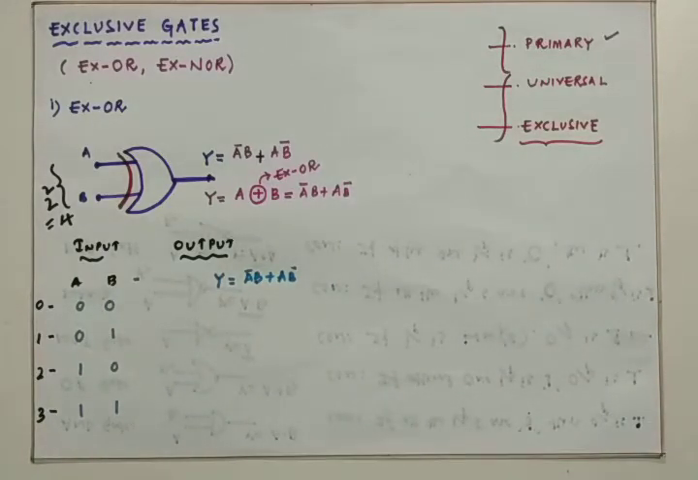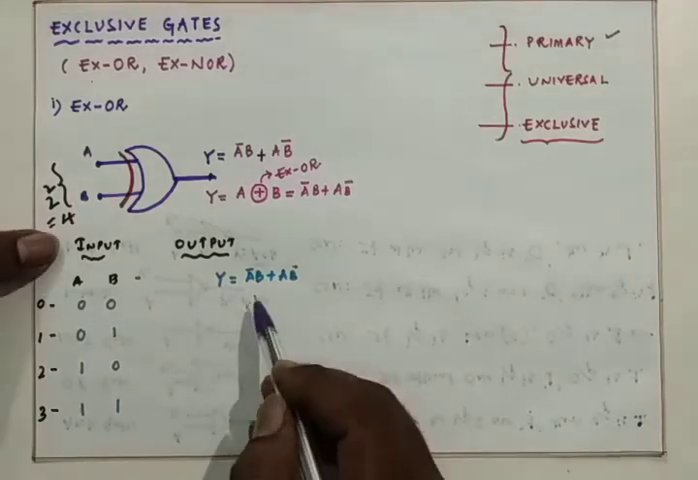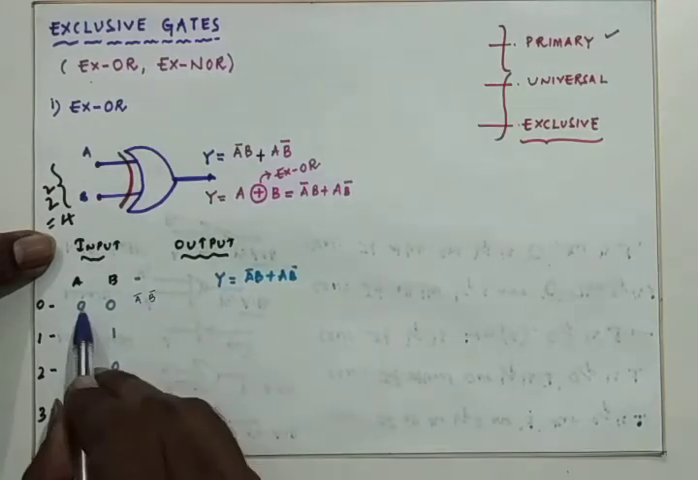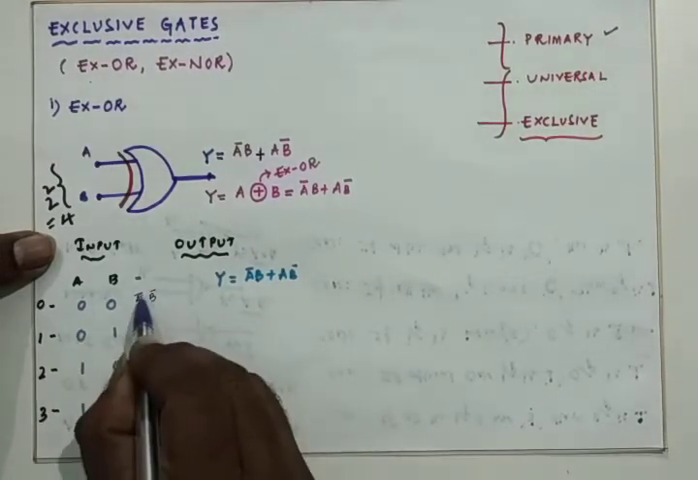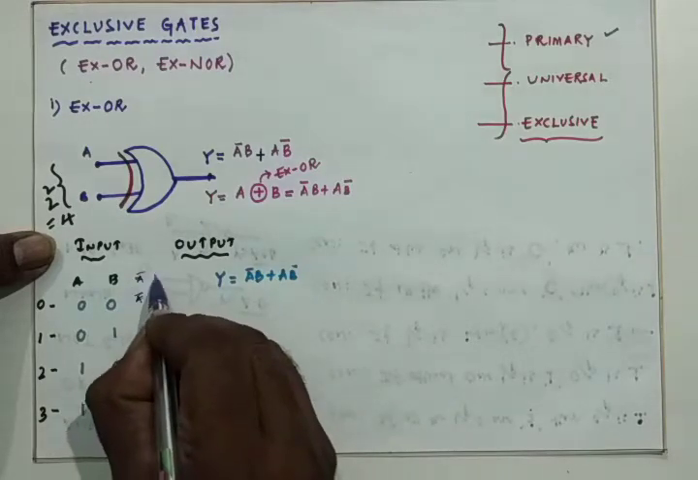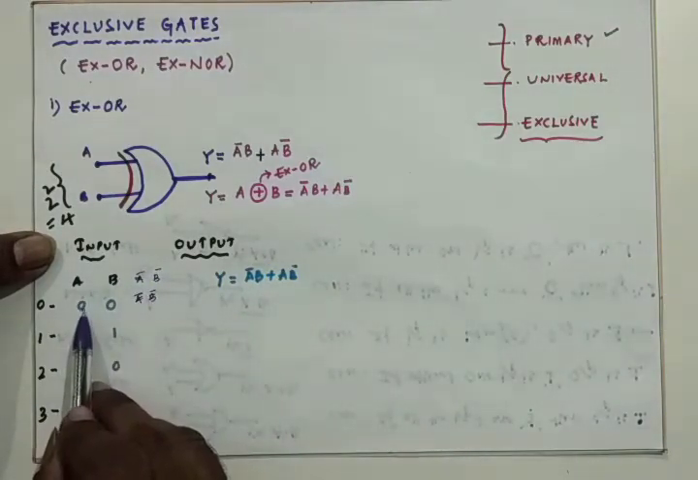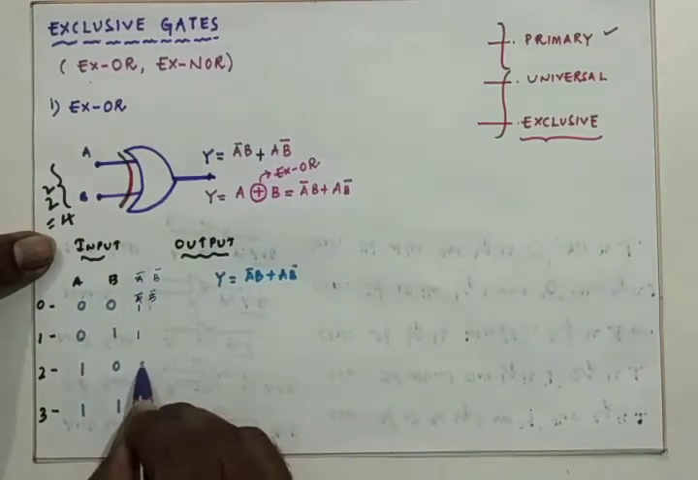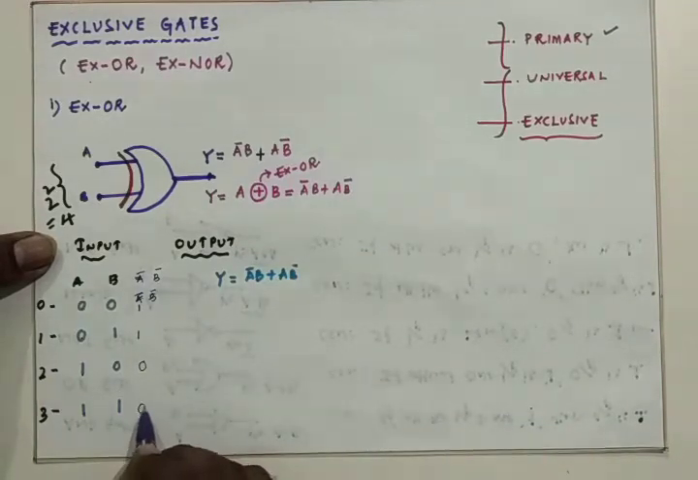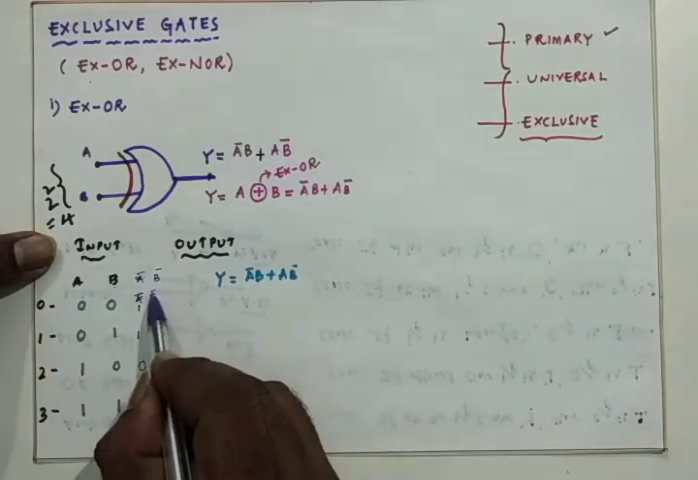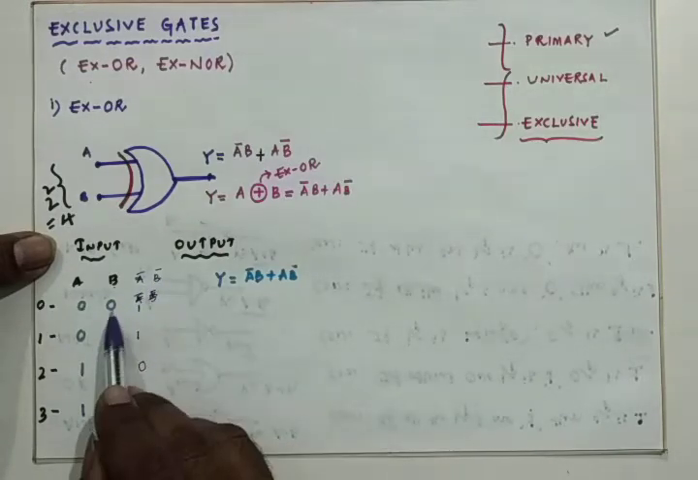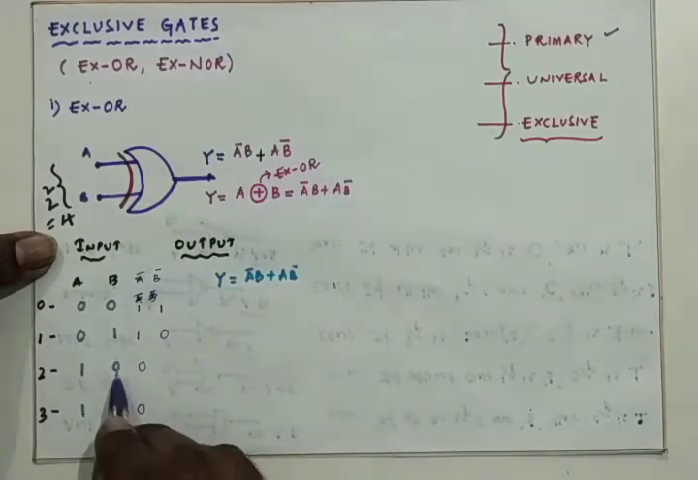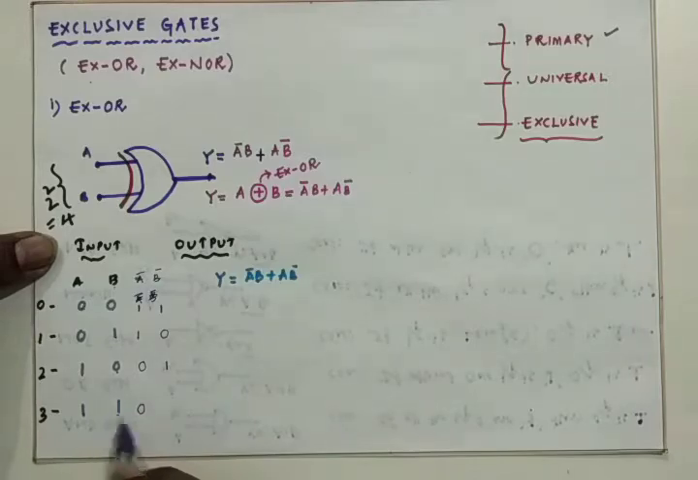So I am going with the A bar and B bar columns. Here A is 0, A bar will be 1. A is 0, A bar will be 1. A is 1, A bar will be 0. A is 1, A bar will be 0. Coming to B bar: B is 0, B bar will be 1. B is 1, B bar will be 0. B is 0, B bar will be 1. B is 1, B bar will be 0.